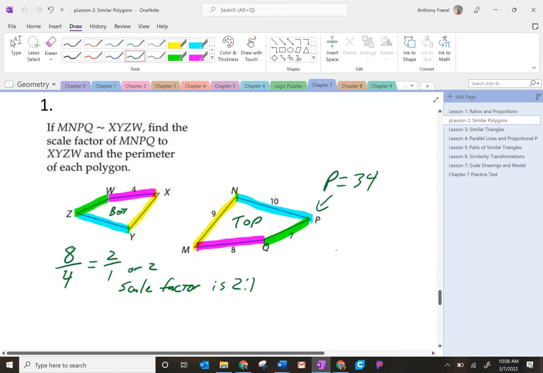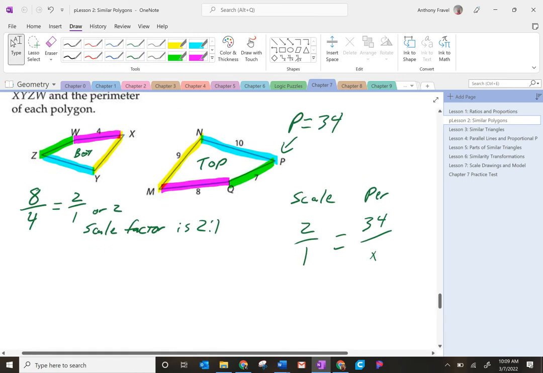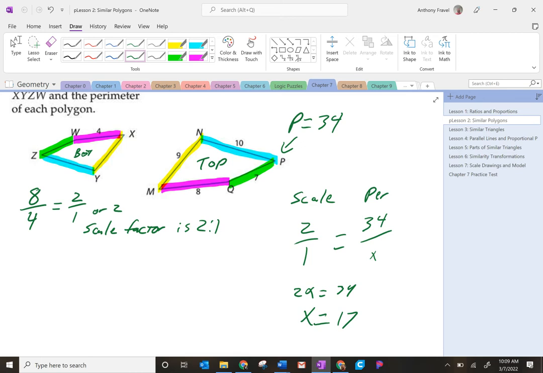So if my scale factor, I'll put my scale here, and then I'll say this is my perimeter one. So my scale factor was a 2 to 1. My perimeter for the big one was 34, and I have to figure out what the bottom one is. I can just do that cross multiplication. Okay, I'm going to do x times 2, and then 34 times 1. If I wanted to go through and do the long work, it'd be 2x equals 34. So then x equals 17, because I'm going to divide both sides by that 2. So the perimeter of this polygon is going to be 17.